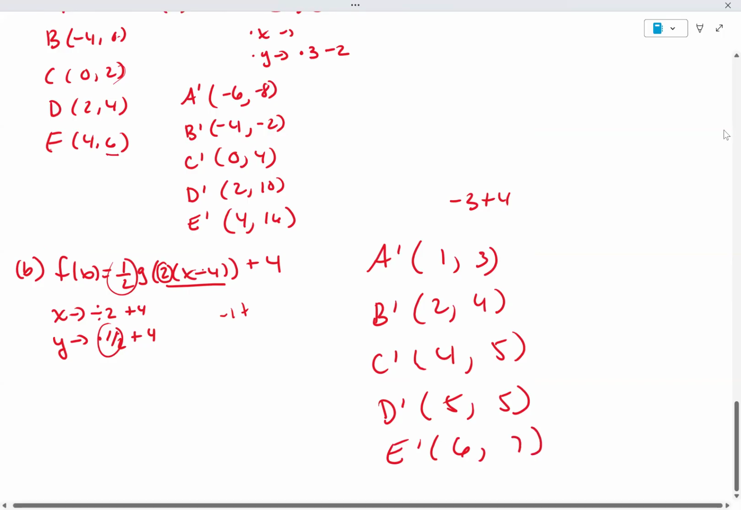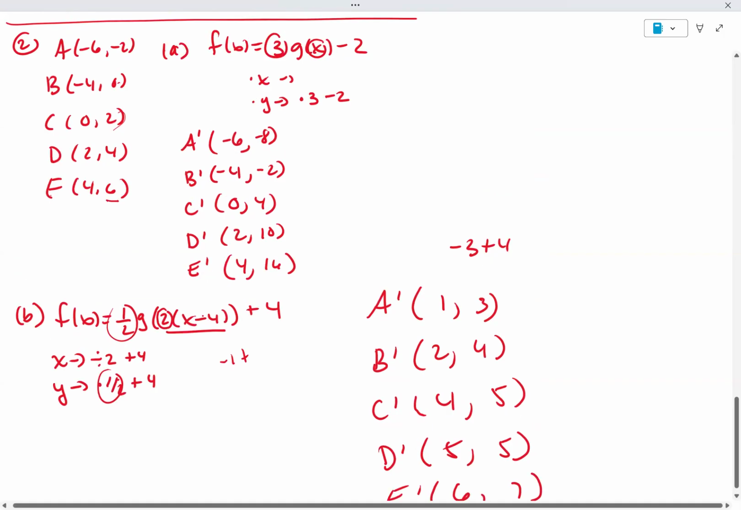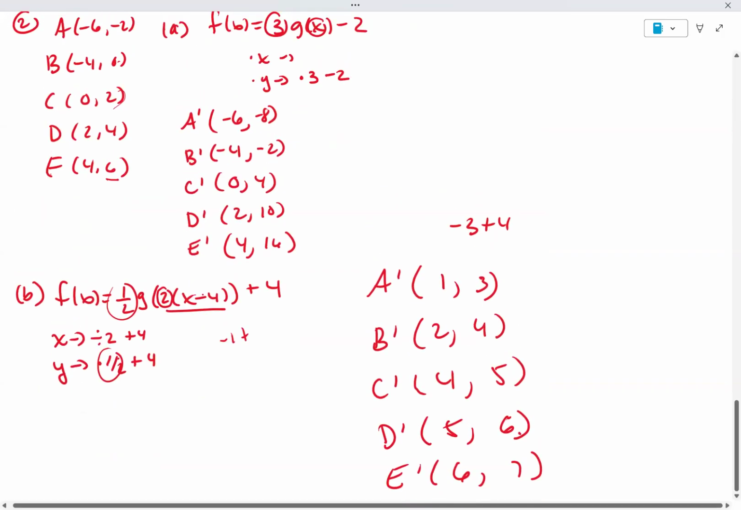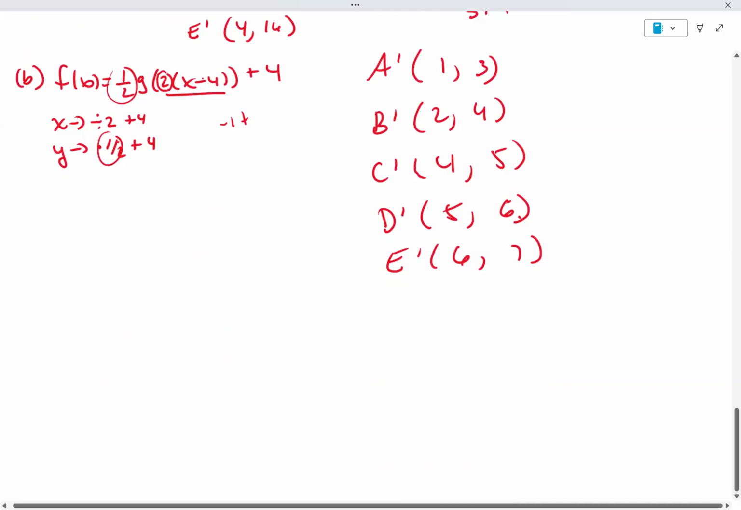Getting lost here where my coordinates are. I just want to make sure that A is right. So -2 times 1/2 is -1, plus 4 is 3. And then 0 times 1/2 is 0, plus 4 is 4. And then 2 times 1/2 is 1, plus 4 is 5. And then 4 times 1/2 is 2, plus 4 is 6. I knew something was wrong there. So that does need to be corrected.